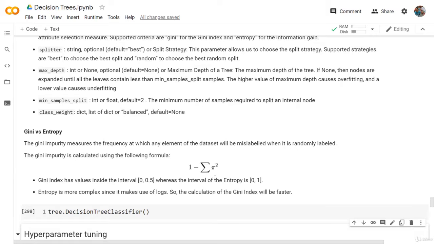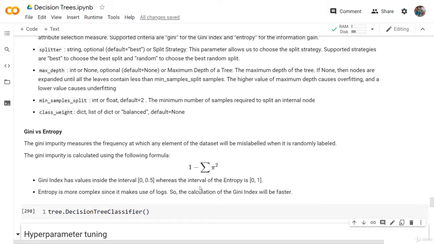The second difference is that entropy is more computationally complex because it makes use of logarithms. We had a logarithm in the equation of the entropy, and when we implemented it, we used numpy.log. On the other hand, for the Gini index, we don't have any logarithms. We are just calculating the squares and summations. So computationally, it will run faster than the entropy, because the logarithm is computationally intensive. So these are the two differences between Gini and entropy.